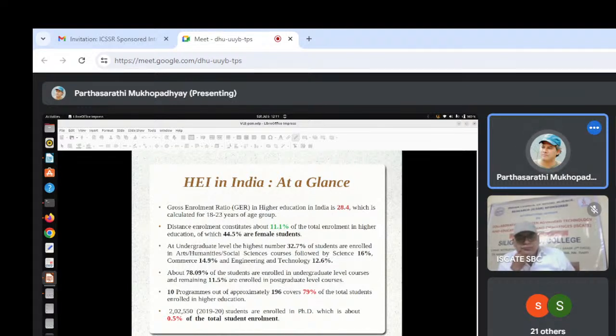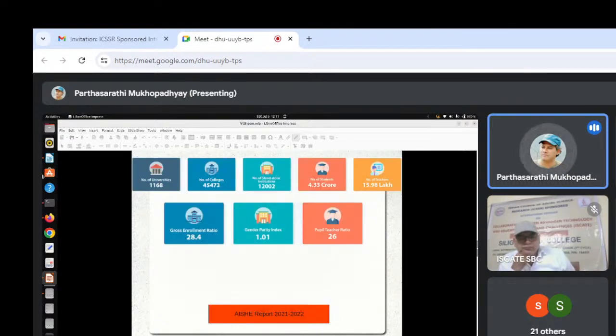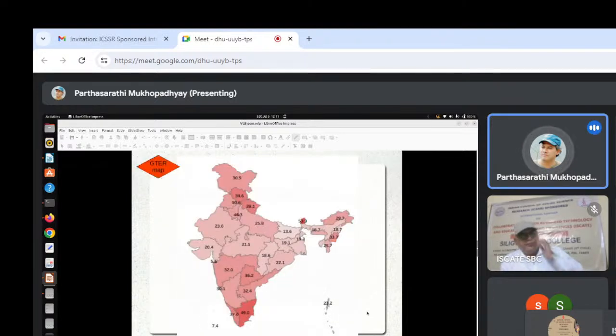Why multidisciplinary? As a whole, if you see the Indian higher education system, we have around 46,000 colleges, around 1,200 universities, and 12,000 plus standalone institutions. Here come the IITs, IIMs, NITs. Number of students 4.334 crore, number of teachers almost 16 lakhs. Gross enrollment ratio is 28.4, gender parity index is 1.01, which is quite good, and pupil teacher ratio is 26. You can get all of this data from the AISHE report 21-22. It's downloadable, you can check.